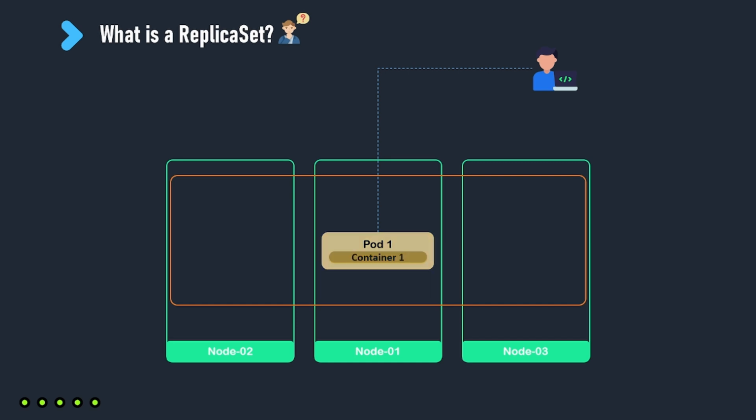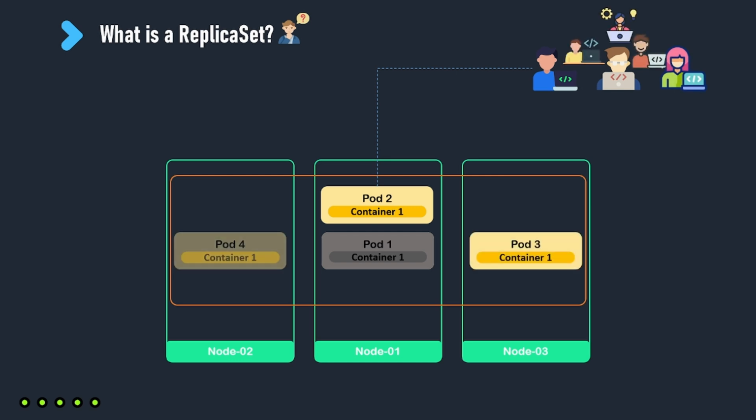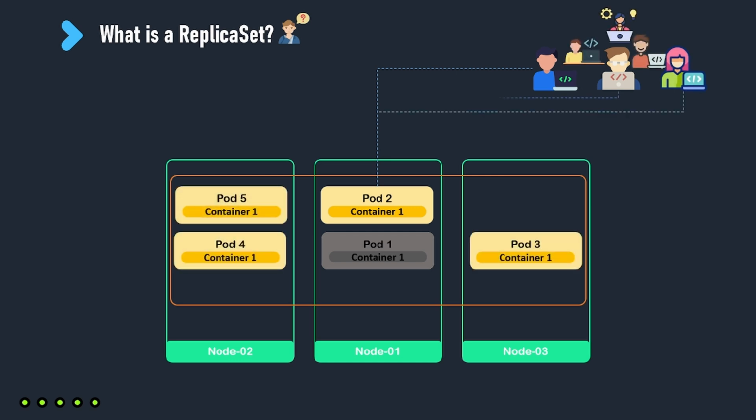If a pod crashes or fails for any reason, the replica set will notice the pod failure and will create a new pod. It offers also the capability to scale up or down your applications depending on the traffic coming to your applications and depending on your needs. Let's learn now how to create a replica set in Kubernetes.